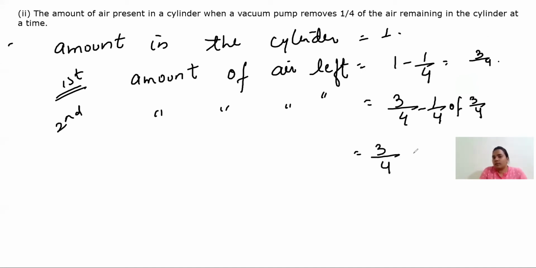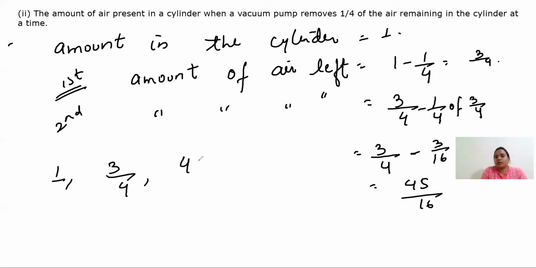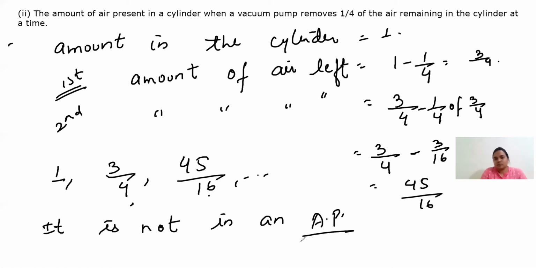It is 3/4 minus 3/16, and the answer will be 12/16 minus 3/16, that is 9/16. So the first term is 1, the second is 3/4, and the third one is 9/16. If I subtract these, I'll not get the same difference. So in this case, we are not adding the same number every time, so it is not an AP. Clear? That's the third question.